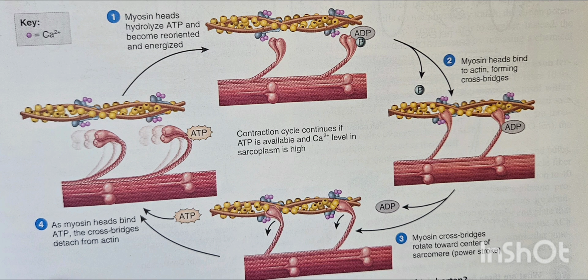Step 4. Detachment of myosin from actin. When the power stroke is finished, the cross bridge remains attached to the actin until it binds to a new molecule of ATP. As it binds to the ATP binding site, the myosin head, or the fist, detaches from the actin.